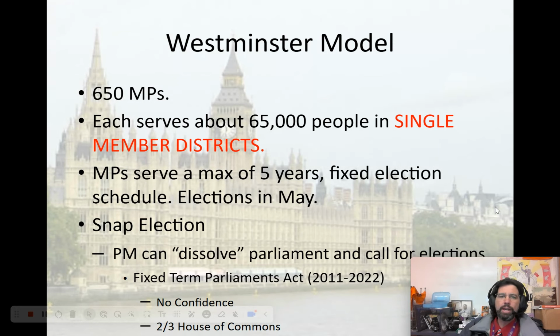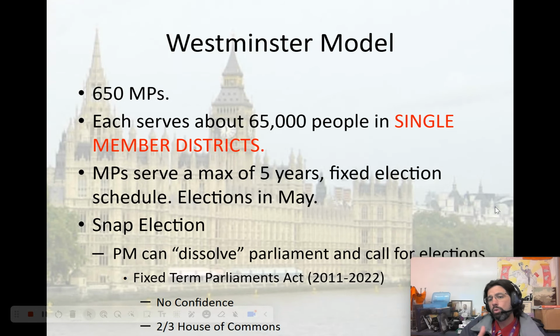But here in the United Kingdom, the prime minister can actually dissolve parliament and call for elections, which means literally, within the span of a few weeks, you would hold elections for the House of Commons again. And if a prime minister thinks they can get more seats for their party in that election, they'll often dissolve parliament and take a shot at it.